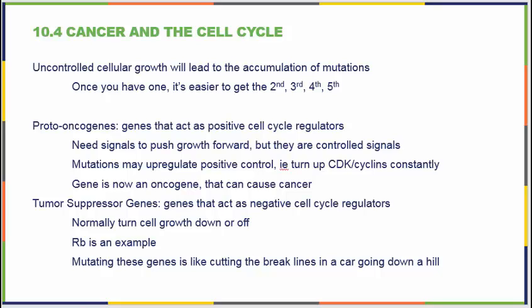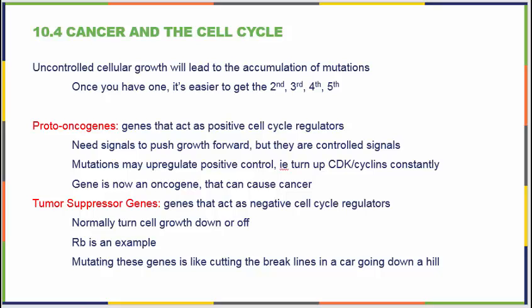Cancer is uncontrolled cellular growth that leads to the accumulation of mutations that leads to more uncontrolled cellular growth. Once you have one mutation, it's easier to get the next and the next and the next, so they can compound rather quickly. There are two major types of genes that are mutated in different cancer cells. Proto-oncogenes consist of a major classification of genes that can be mutated to cause cancer.